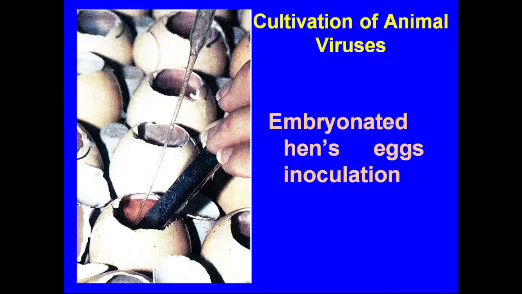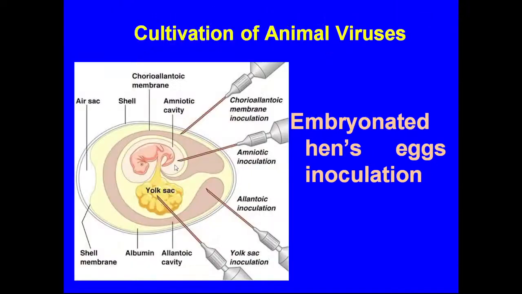The second way to culture the animal virus is inoculation of embryonated hens' eggs. We inoculate the virus-containing liquid inside the egg. There are several ways we can do this. We may place it directly on the chorioallantoic membrane, right? Or we may inoculate it into the yolk sac, or allantoic inoculation, or amniotic sac inoculation.